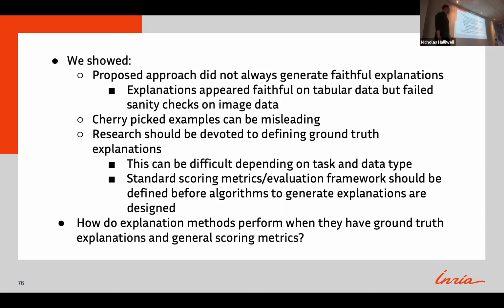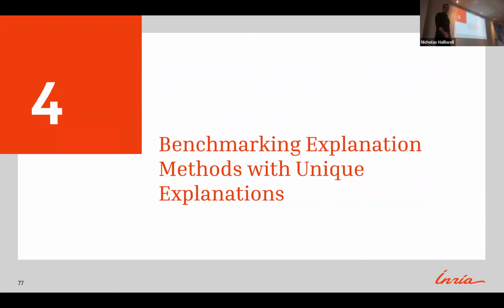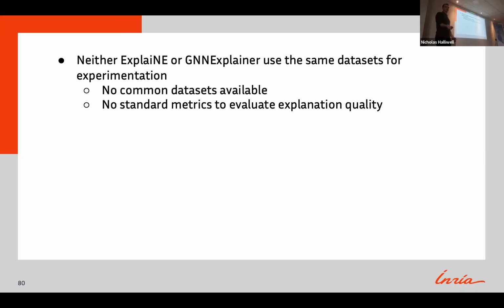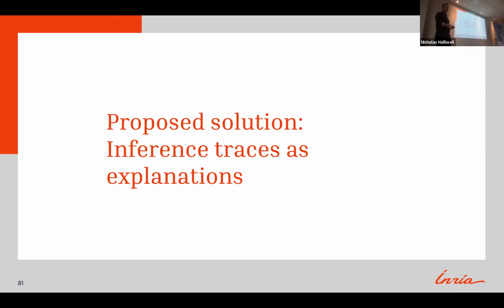So one question would be, how do these explanation methods perform when they actually have a ground truth explanation and a general scoring metric? We'll do that for RGCNs using knowledge graphs. For explaining, GNNExplainer and another explainer, neither of these papers use the same datasets or evaluation framework. So it's quite difficult to determine which one is performing better or how to compare these two approaches. We have a proposed solution, and that's to use inference traces as an explanation.